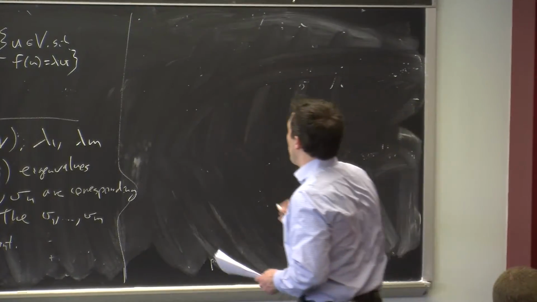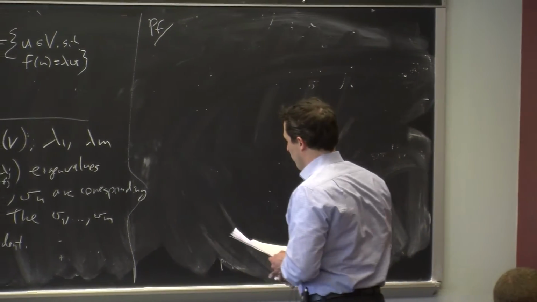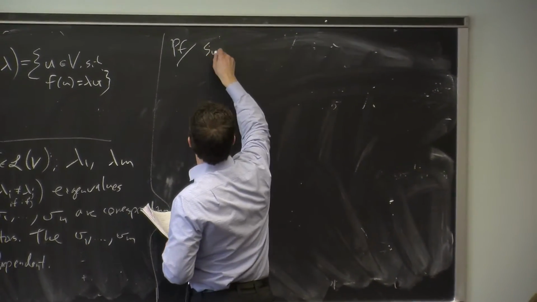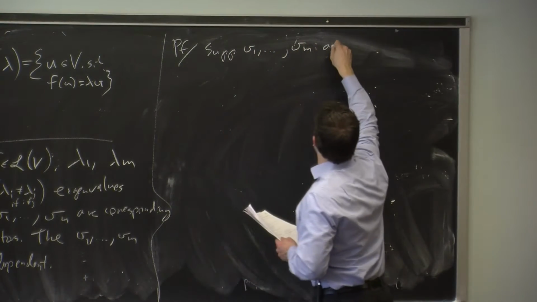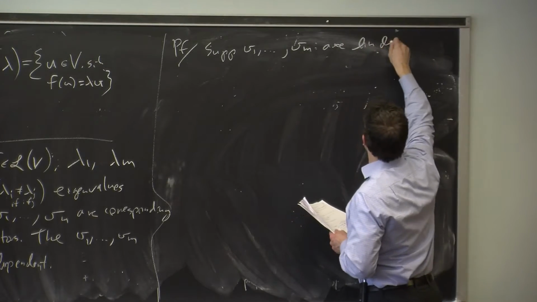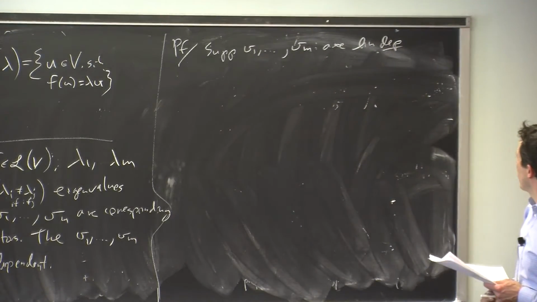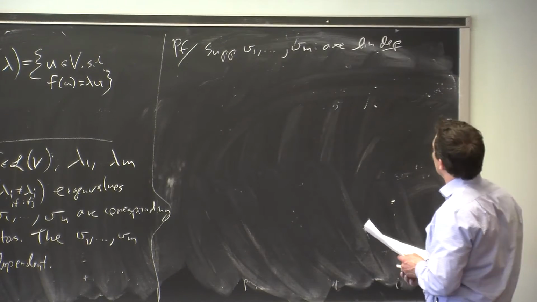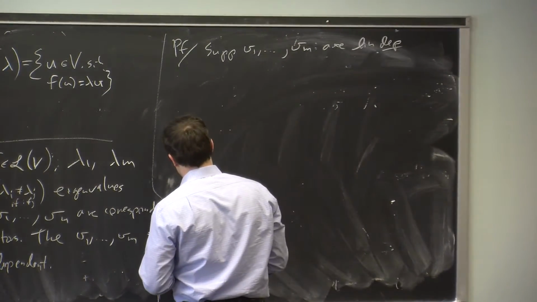Okay. Let's do the proof. Proof is by contradiction. So suppose v1 up to vm are linearly dependent. Okay, we're going to start here. We're going to need to do one of two things. We're either going to write a linear combination or we're going to use the linear dependence lemma. So let's go with the latter type strategy.